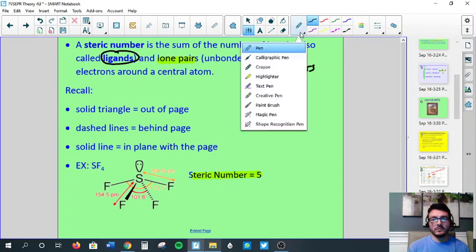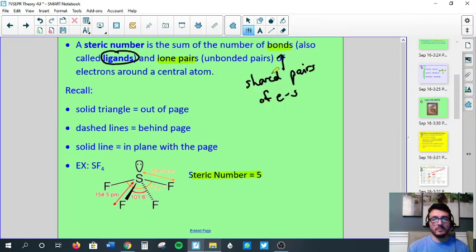Here, in this example, we have a shared pair of electrons, in other words, a ligand, another ligand over here, that's 2, another ligand over here, that's 3, and another ligand over here, that's 4. And just above sulfur, the central atom, we have a lone pair. So 1, 2, 3, 4 plus the lone pair gives us 5. So this has a steric number of 5.